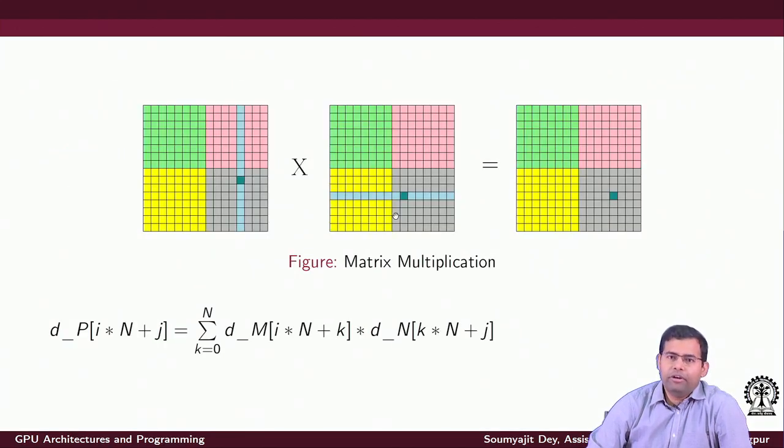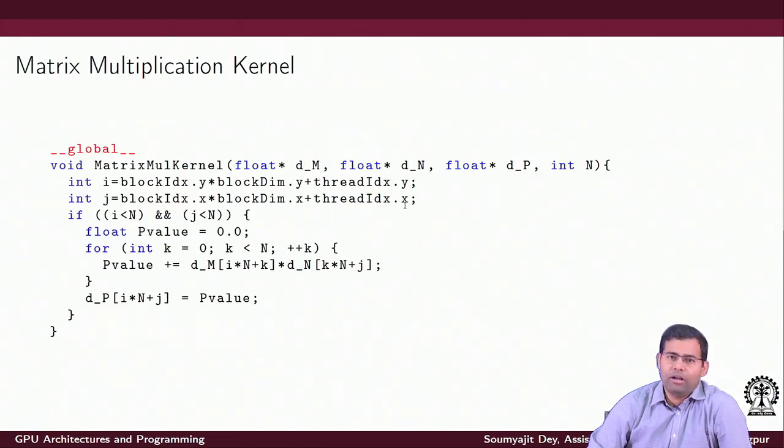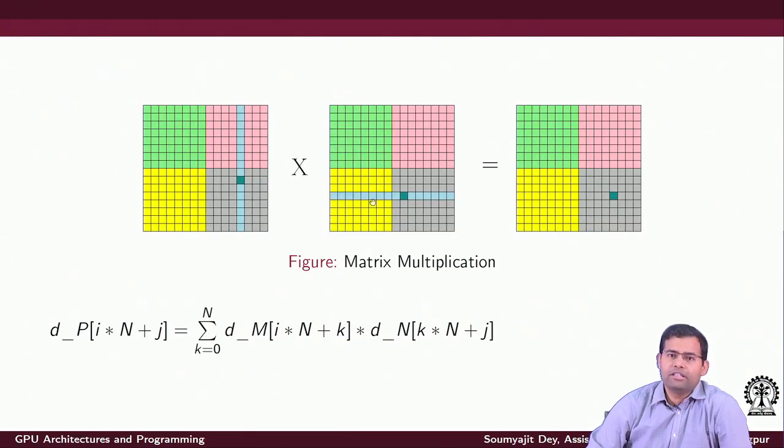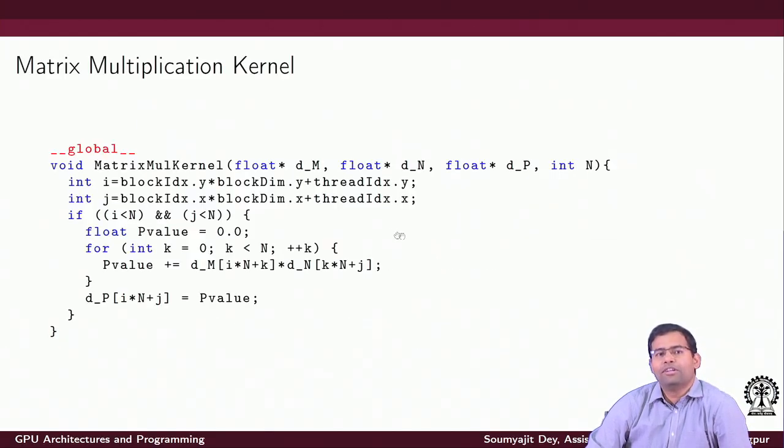So using these values of blockIdx.x, blockIdx.y, threadIdx.x and threadIdx.y, I have been able to compute i and j, and that tells me what is the target location for which I am going to do the matrix multiplication operation. After recovering i and j from the system variables in terms of threads and blocks, the kernel will proceed into this loop.